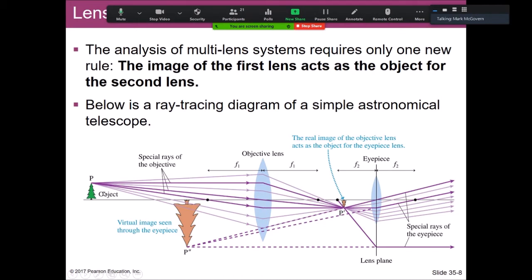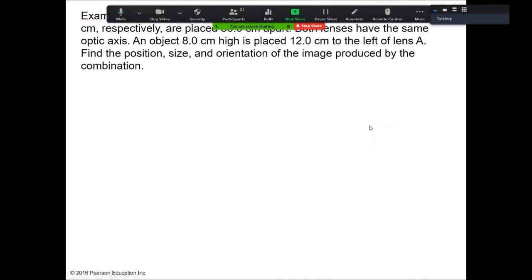But, you know, there's 2 problems to solve here. Where's this image being formed from the first objective? And then that becomes a new S for the eyepiece. Okay. So let's do an example of that.